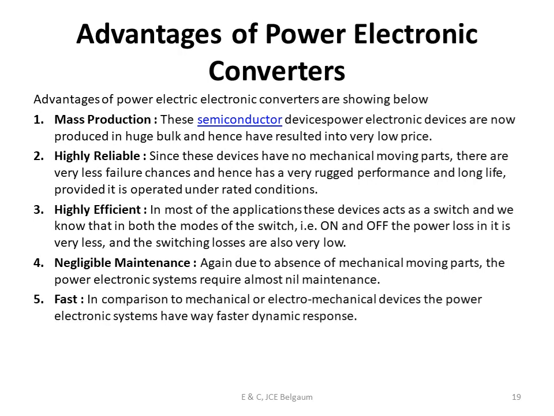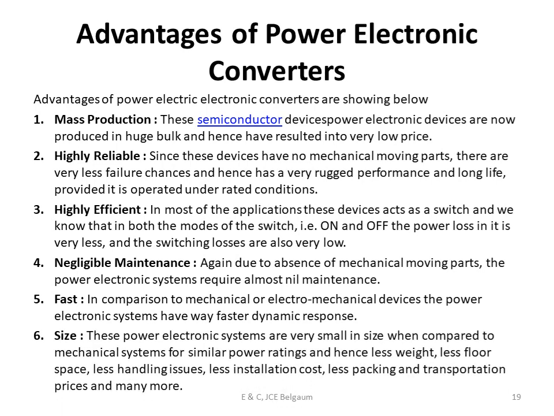And fast, of course, in comparison to mechanical or electromechanical devices, the power electronic systems are much faster and give a good dynamic response. Next is the size. If you see a mechanical switch, it's so bulky, whereas these devices could be pretty small in size, and also weigh less and occupy less space, and handling issues will also be less. Same as installation cost will be decreased, and also packaging and transportation prices, etc. So it does have a lot of advantages, and definitely that's the reason why power electronic devices are booming out here.